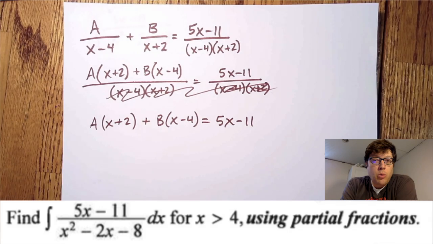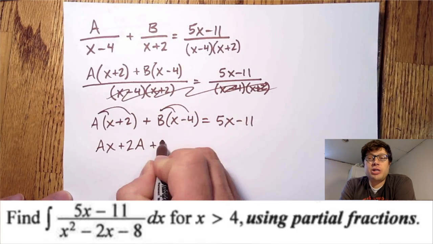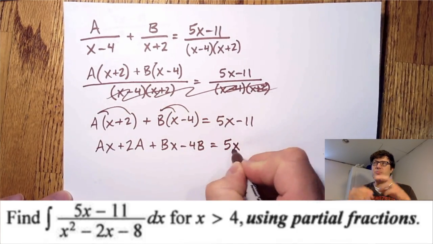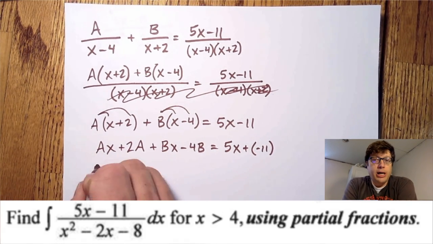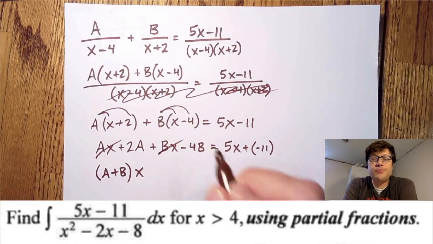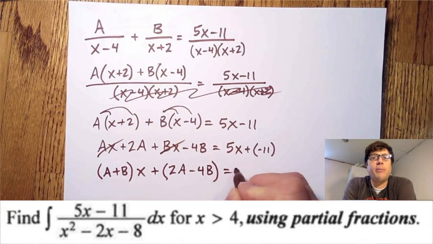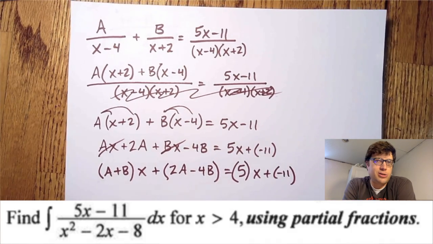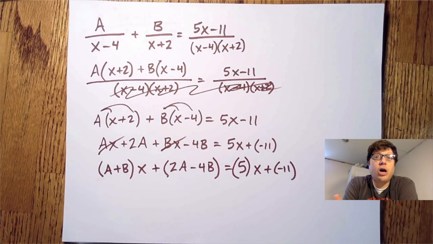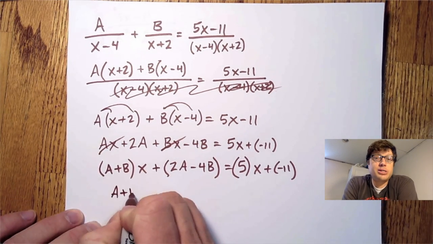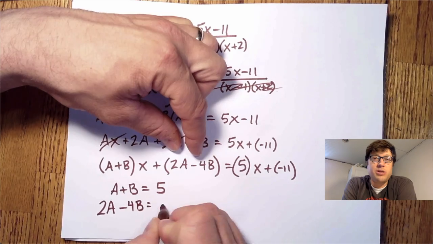But the numerators must be equal because they're equal fractions. So distributing out A and B, we get an expression that equals 5x minus 11. And we're going to specifically pay attention to the 5 and the negative 11. The things that are multiplying x, A plus B, equal 5, because on the other side of the equation, it's 5x. The things that don't have an x next to them, the 2A minus 4B, those equal negative 11 because they're just constants. So they equal the constant term on the other side of the equation. We're going to write a system of equations then: A plus B equals 5, and 2A minus 4B equals negative 11.